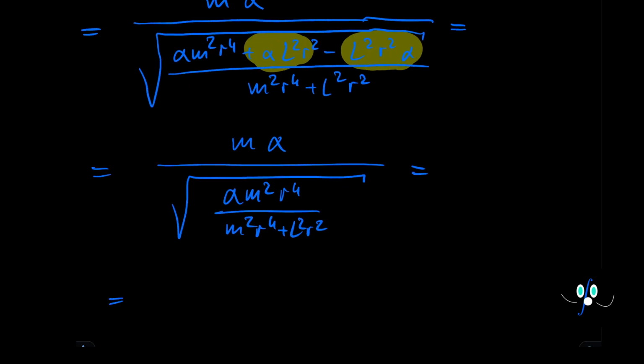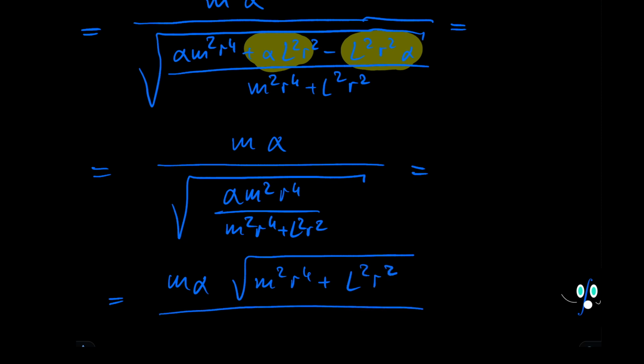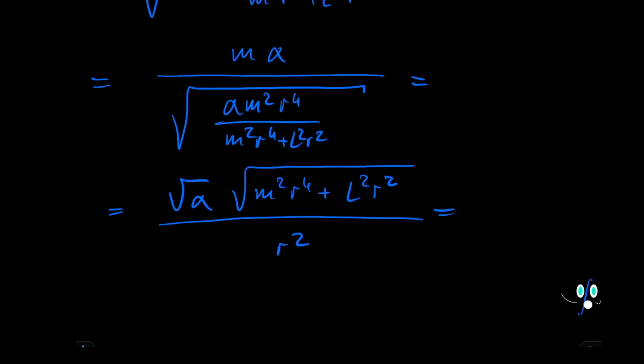And this we can further rewrite as m alpha times m squared r to the power of 4 plus L squared r to the power of 2 divided by, now we take the square root, so we have the square root of alpha times m times r to the power of 2. So the m's cancel each other out. And the alpha divided by the square root of alpha just becomes a square root of alpha in the numerator. So here we have the square root of alpha. And this is our expression for the energy.